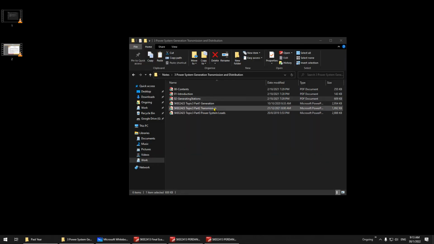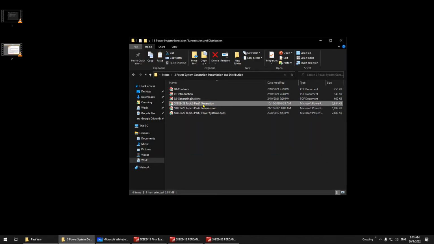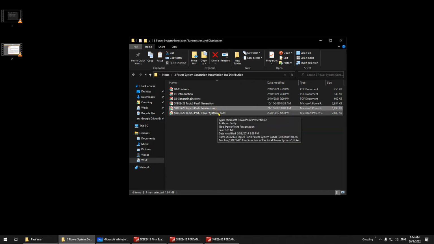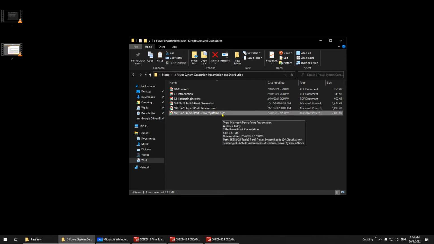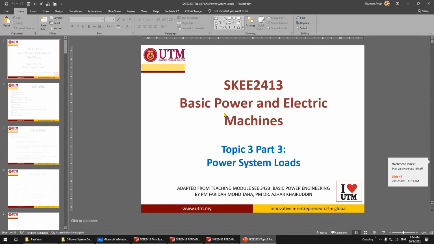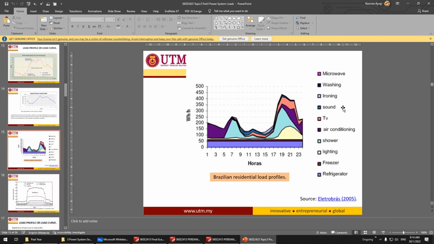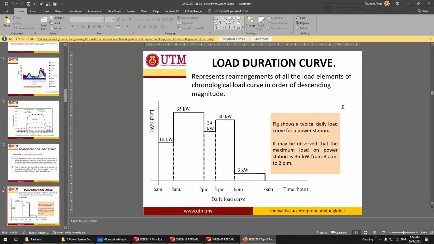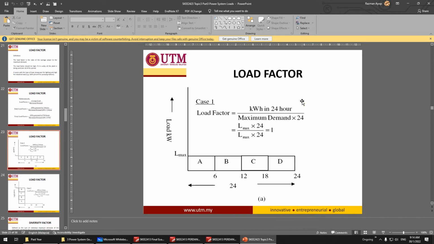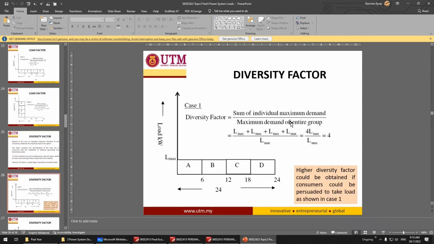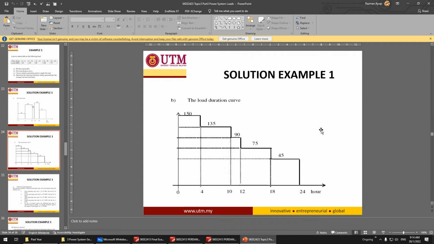For question number 3, I repeat, topics 3.1 and 3.2 will not come out. It's already in the test. Only 3.3. 3.1 generation and transmission you don't have to read, it has already come out in your test. Only 3.3, the load. This one covers the load profile and load duration. Make sure you know how to draw this, and how to calculate load factor and load diversity.